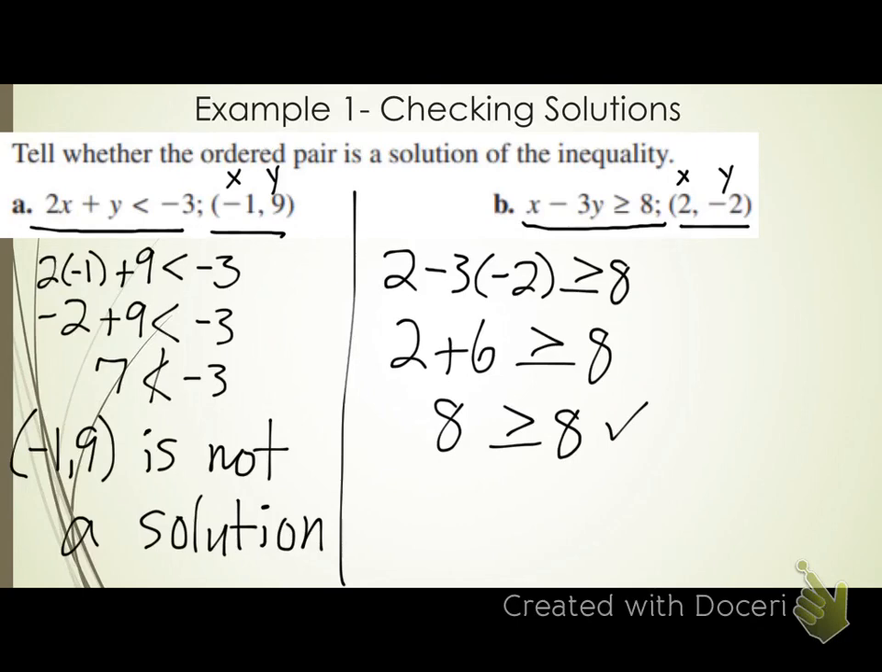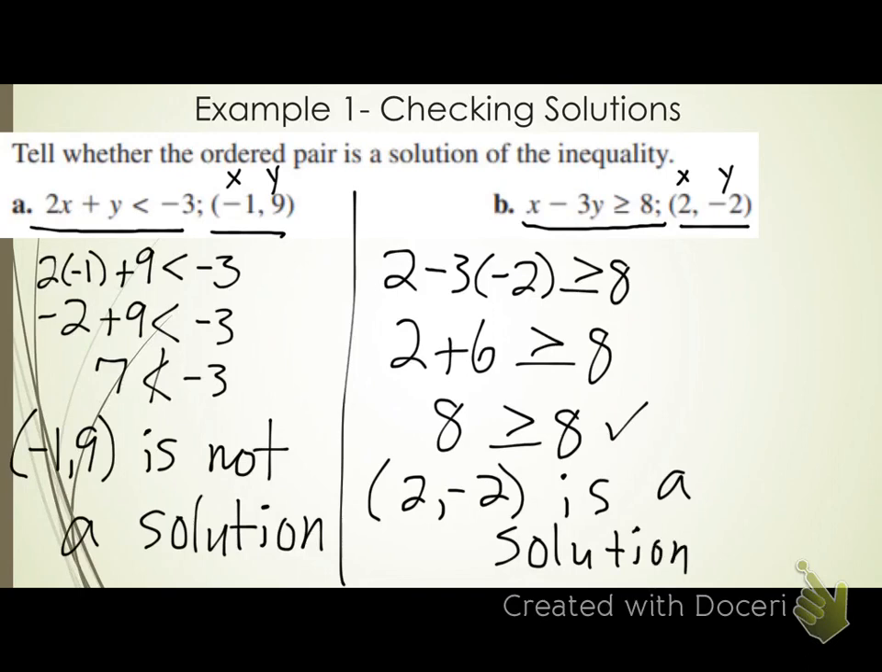So what would you say about 2 negative 2? 2 negative 2 is a solution. Any questions about testing an ordered pair to see if it's a solution of our inequalities or not? You're okay with that? Kind of the same thing we've been doing, right? See if something's a solution, plug it in. True statement, it is a solution. False statement, not a solution. Yes?